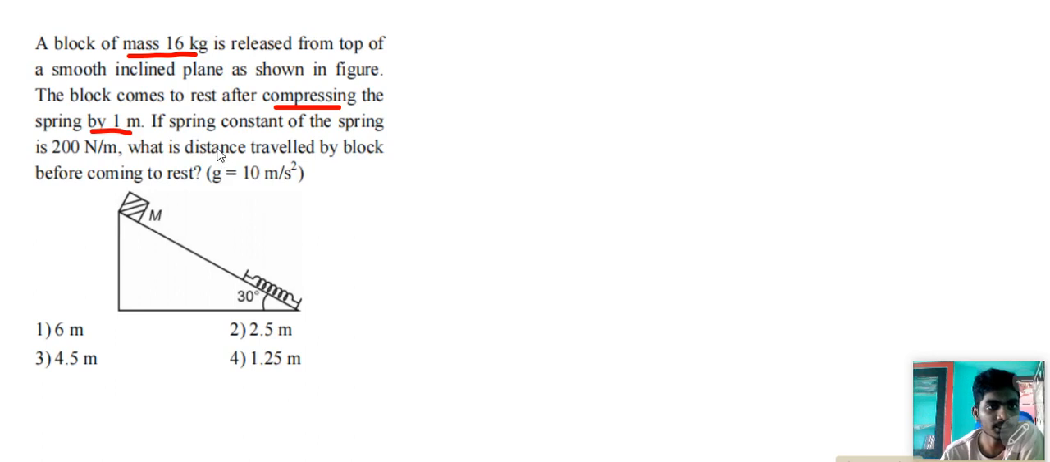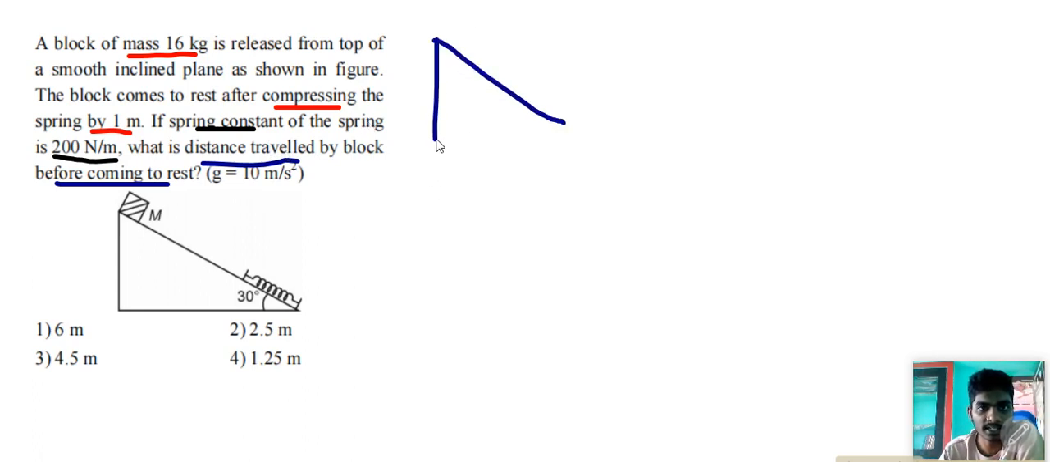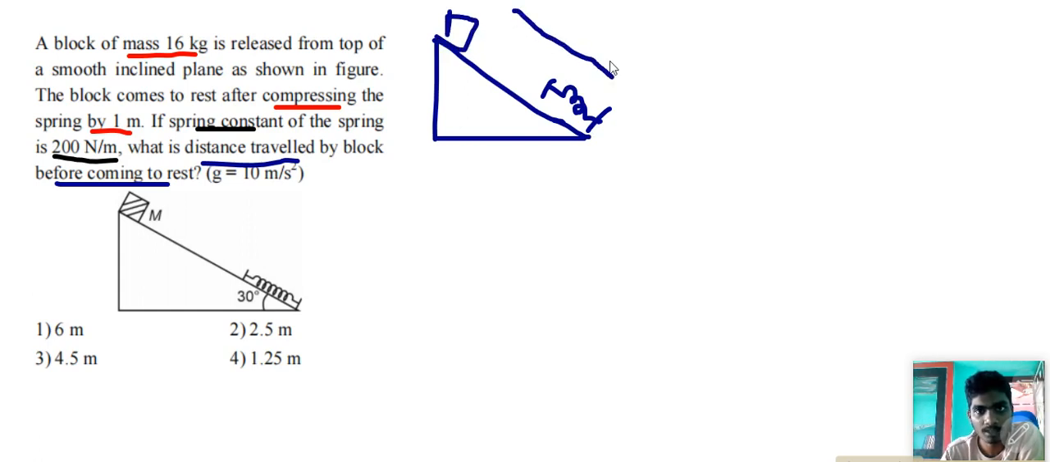And then you have to understand the spring constant. The spring constant is said to be 200 Newton per meter. And what is the distance traveled by the block before coming to rest? From this you can see that this is going to be the inclined plane like this. Let us consider that this is the spring, and the block stops here after the compression of the spring.